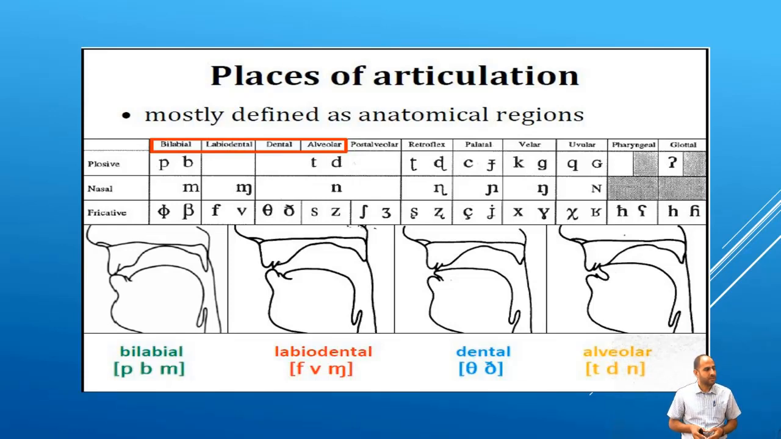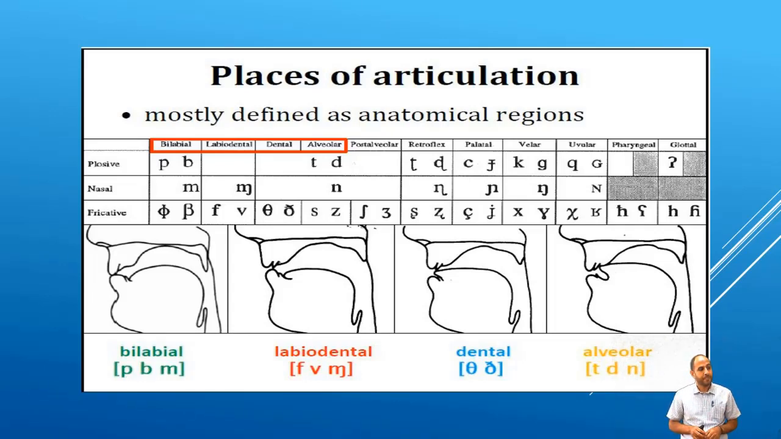Bilabial consonants are produced by both lips coming into contact with each other. Examples of the bilabial consonants are p, b, and m, and the only organs of speech involved in the production of bilabial consonants are both the upper and the lower lips.